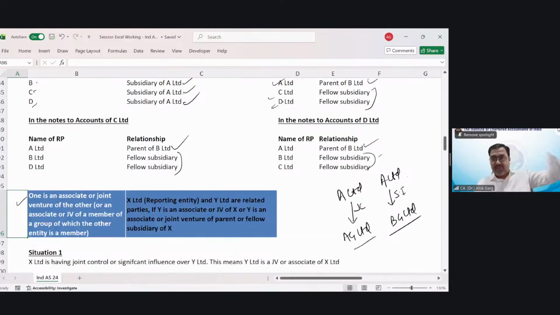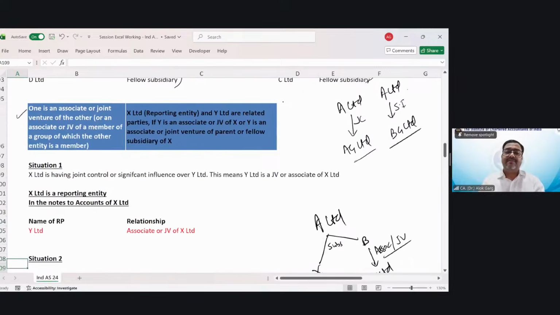If one entity is an associate of another entity, then that associate is a related party, right? Or if an entity is a JV or associate of an entity, and that entity is a member of a group, then this JV and associate will be a related party for the entire group. And all these examples are here.